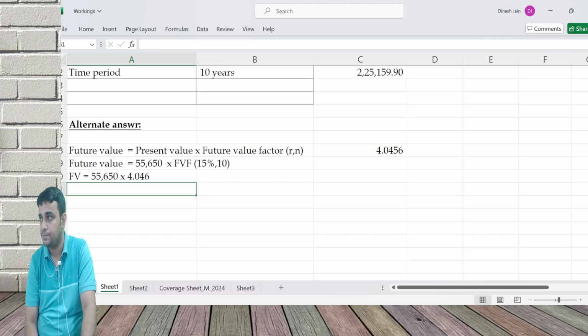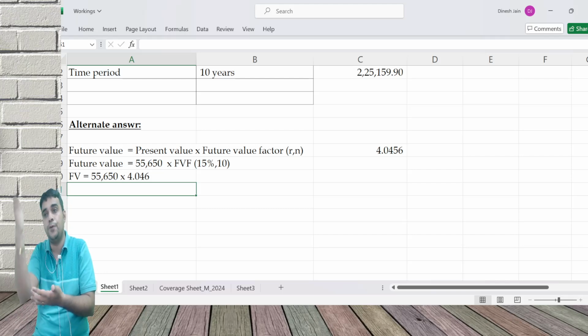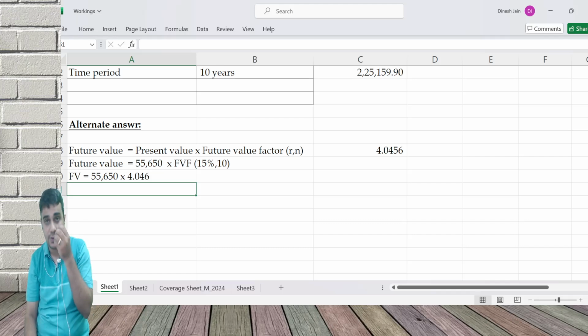Any doubts on this? Clear? Can we proceed? Any doubts on this calculation? This is the first segment of the analysis, that is, I want to take today's value to a future period. Why do I want to do that? Multiple reasons can be there. I give you a choice saying that I'll give you 5,000 today or 25,000 after 10 years. You want to calculate after 10 years what is the worth of this 5,000. That is analyzing through future value.